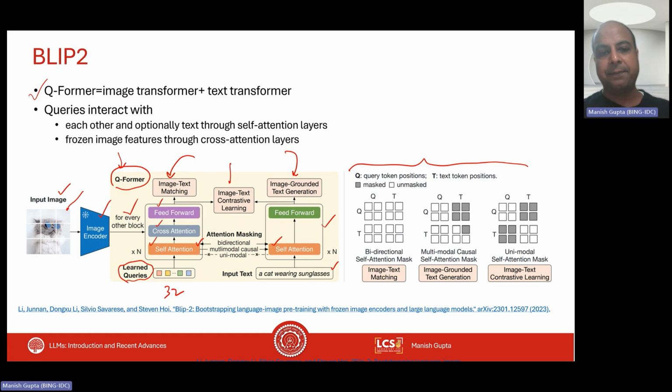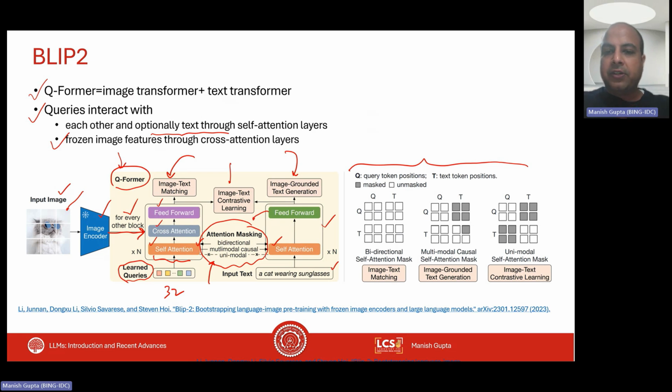But what is really interesting is the way this self-attention mechanism works, in the face of these three loss functions. The queries you see on the image transformer side can interact with each other, of course, because of self-attention, but they can optionally also interact with the text through these self-attention layers. This is a nice information propagation happening between the text and the image transformer via these self-attention layers. The image features are frozen and passed through the cross-attention, which we already talked about. But let's see how this fancy attention masking goes on between the text and the image transformers.